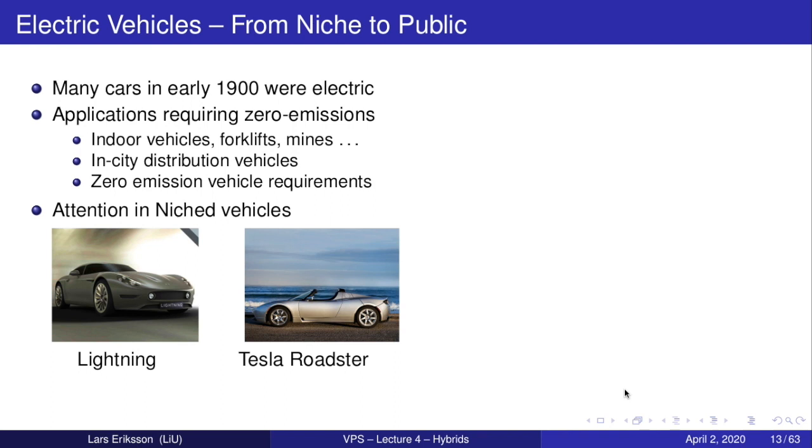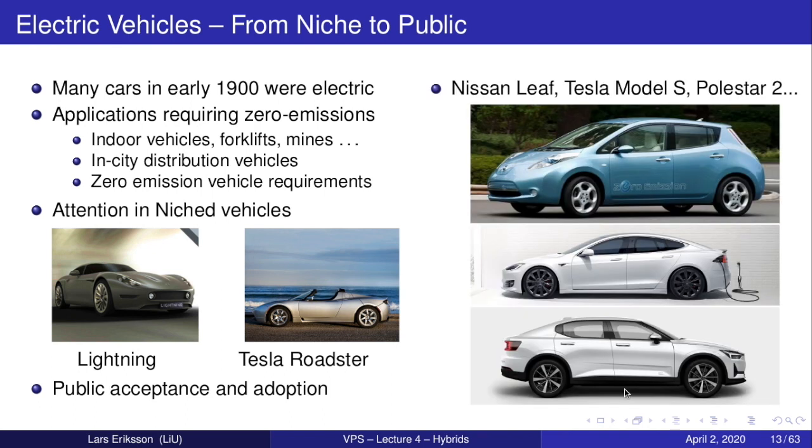Electric vehicles received attention as niche vehicles. You have the Lightning, which was a British car that didn't make it to production, but it got a lot of attention in media. We have the Tesla with the Tesla Roadster. After the introduction, it has received public acceptance and adoption. And now we have many electric vehicles available. We have the Nissan Leaf, which was one of the first low-cost vehicles. We have the Tesla Model S, and we have the Polestar 2 here as examples of electric vehicles.